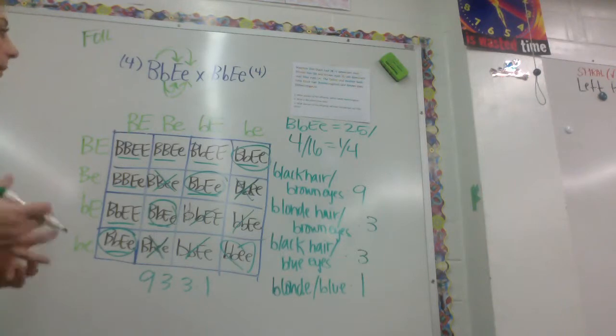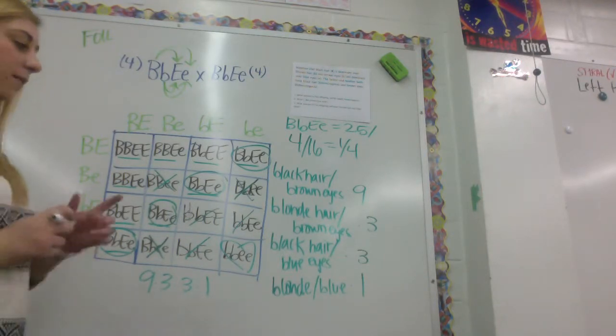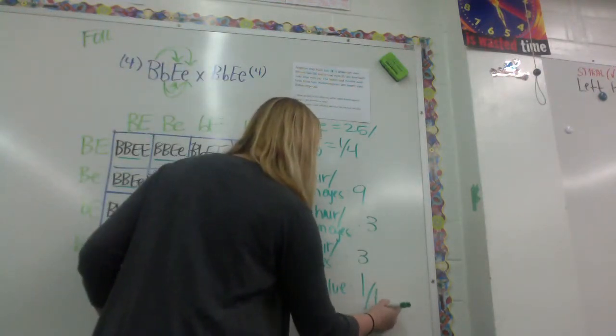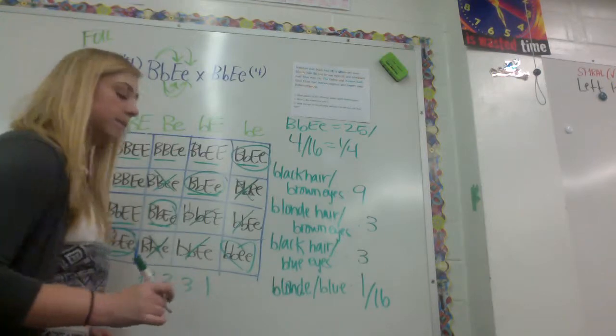The last question is, what percent of the offspring will have blonde hair and blue eyes? Well, we have 1 out of 16 boxes, so we'll just do it in a fraction, which is 1/16.